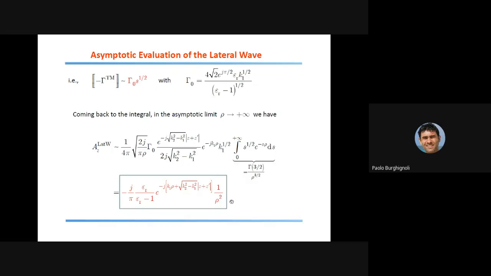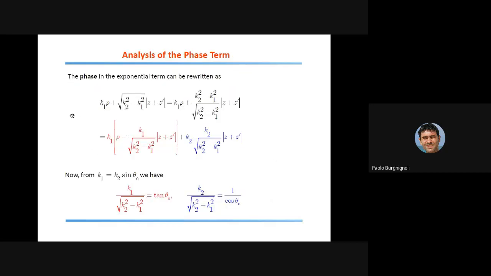Okay. Let us see what is the meaning of this lateral wave that we have now evaluated asymptotically, so we can have it in front of us in analytical form. Let us start with the phase. The phase in the exponential is rewritten here, and it can be manipulated a little bit. First of all, we can multiply and divide by this square root here, to get this second black expression, which can be further rewritten in terms of the sum of the red and blue parts.